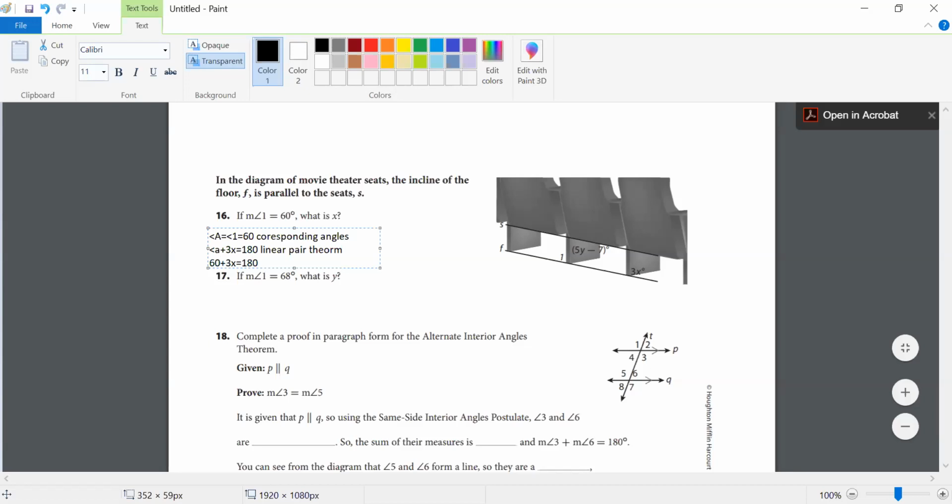How can I solve this now? I will solve it by shifting the 60 to the other side. Shifting 60 to the other side will make 3x equal to 180 minus 60, which is 120. Then divide by 3, divide by 3, and x will be equal to 40. So you found x. What is x? X will be exactly 40. Okay, by this we have finished our lesson.